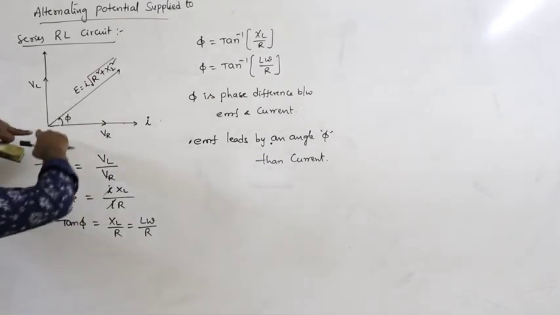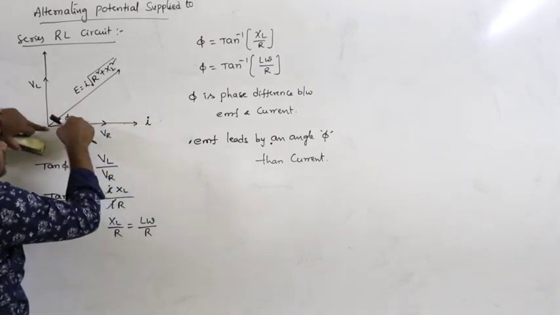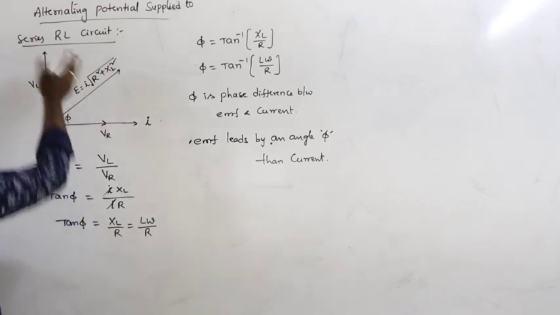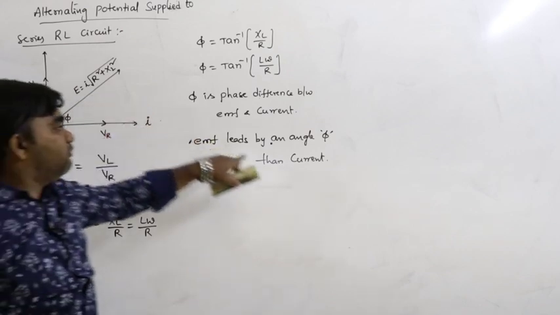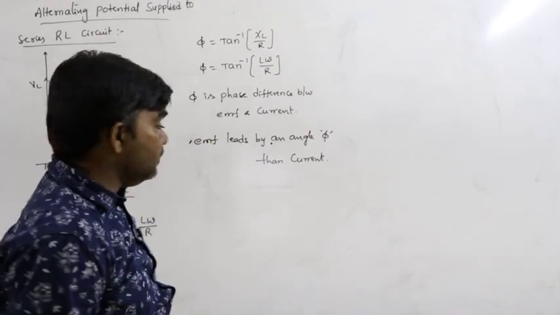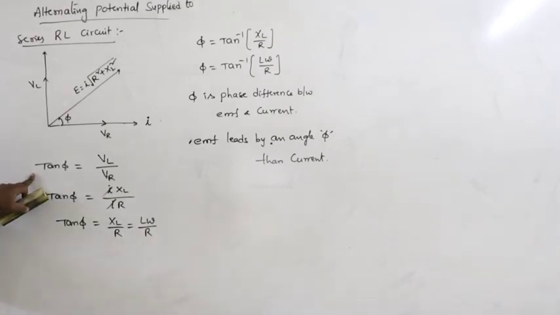See here. So this is the net EMF and this is the direction of the current. What is the angle between these two? Phi. So that means EMF is an angle phi upper than current. That means EMF leads by an angle phi than current. So that is the situation here. So this is the phase difference.